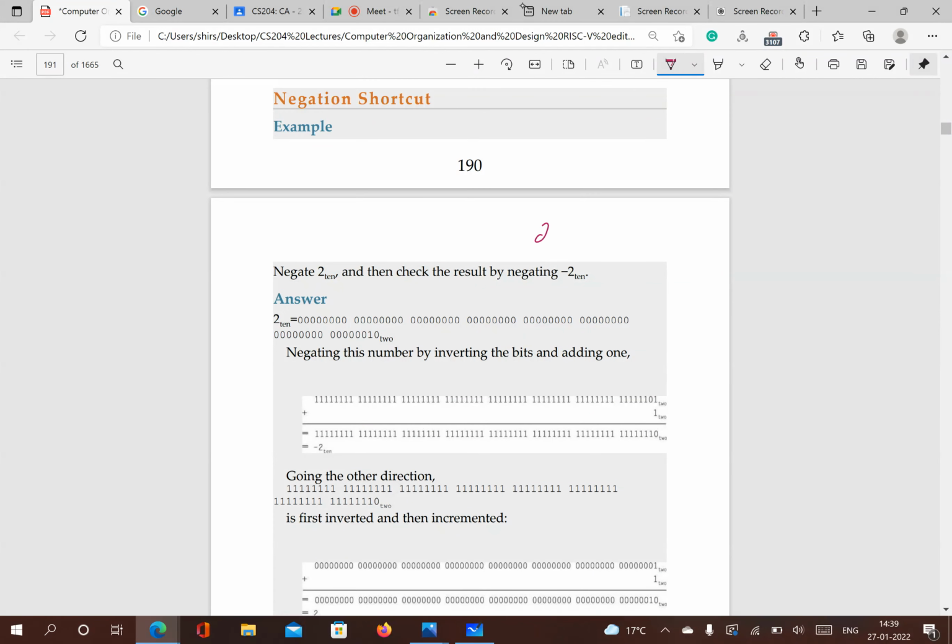Negation shortcut means we know what 2 is, right? Suppose 2 and minus 2 are there, so minus of minus 2 is 2 again. They proved it. If 2 is represented with this binary, first they calculated minus 2 from it. How to calculate minus 2? First they go with the longer explanation that I said. First they flip all the bits, and then they add 1, so ultimately they get this. The shortcut you already know: keep flipping the bits until you reach the last one, so ultimately they get this. So they are saying this is minus 2.